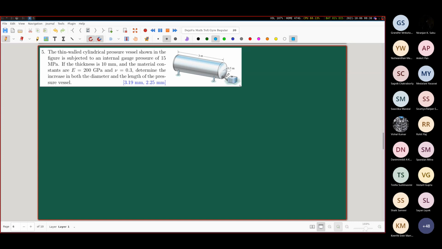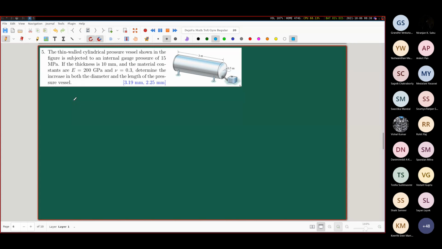Please note that the inner radius of the pressure vessel is given to us as 0.5 meters. So the diameter is 1 meter. Again, 1 meter diameter. Compare that with the thickness, 10 millimeters. So huge difference. So R by T is very much larger. So we are good with our formulas. But good with our formulas is one thing, but the question is different here. The question is to determine the increase in both the diameter and the length of the pressure vessel.